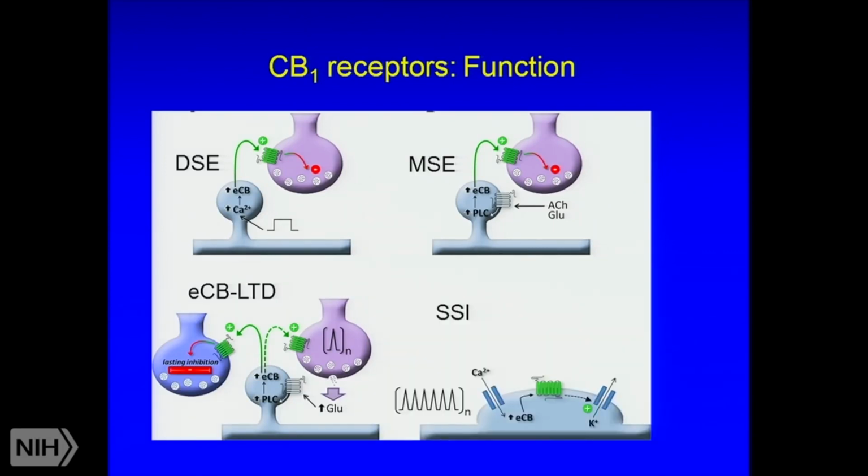The final form of endocannabinoid plasticity is quite different. This is cell-autonomous. So this is slow self-inhibition, where in a small number of neurons, repetitive depolarization increases intracellular calcium, activates endocannabinoid production, stimulates CB1 receptors, leading to activation of inwardly rectifying potassium channels and prolonged hyperpolarization. So this is a way of quieting down a single neuron. All these are kind of transsynaptic events.